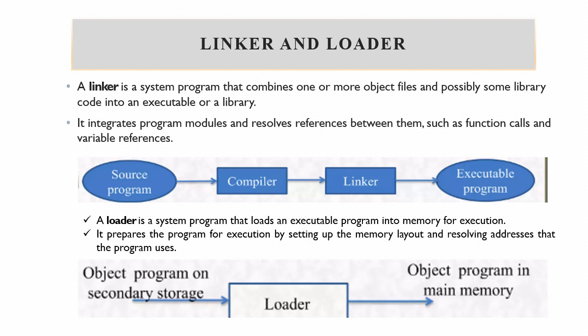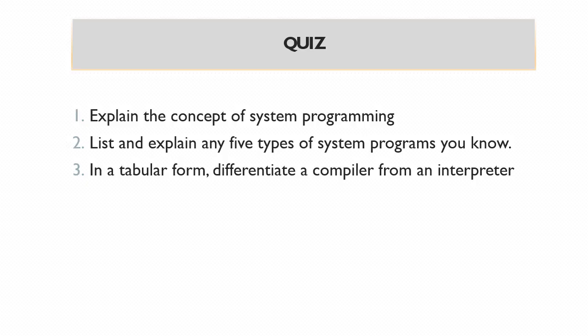So this now brings us to the end of class. The next thing is a quick question to refresh your mind on what we've discussed so far from the beginning. First one: explain the concept of system programming and list and explain any five types of system programs you know. And in a tabular form, differentiate a compiler from an interpreter. I'll be expecting to see these responses in the comment box. However, if there are further questions or gray areas, do contact me or paste them on the LMS where I can access them, and I will be treating them in our subsequent class.